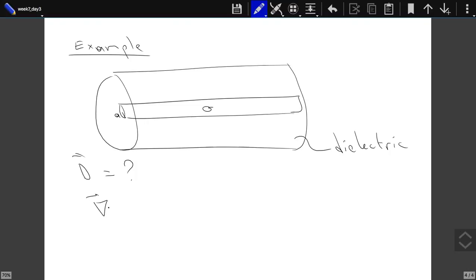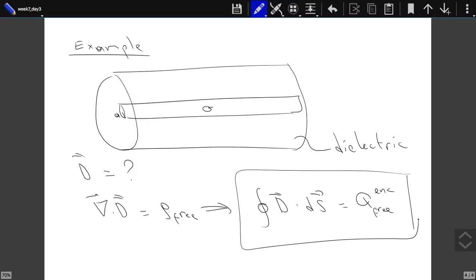Now, we know that the D field satisfies this equation, from which if you just integrate this over a volume, it tells you that the integral of the D field over any closed surface is equal to the enclosed free charge. So this is what we can use in this system. So how would you propose that we should proceed? How can we use that integral equation to solve for the displacement field?